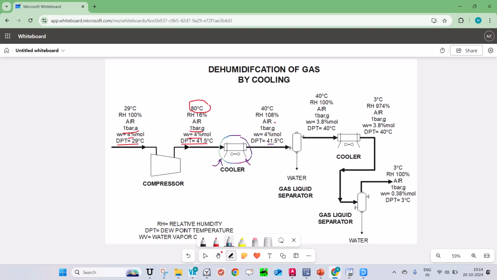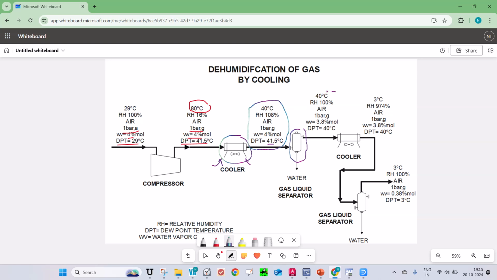So basically in this condition, we are having free liquid, free water. If I continue to pass this gas through a piping, there will be two-phase flow, a gas and a liquid. So rather than doing that, we give a moisture separator. With the moisture separator, we remove the free liquid.